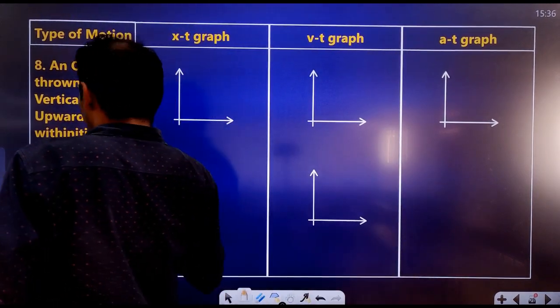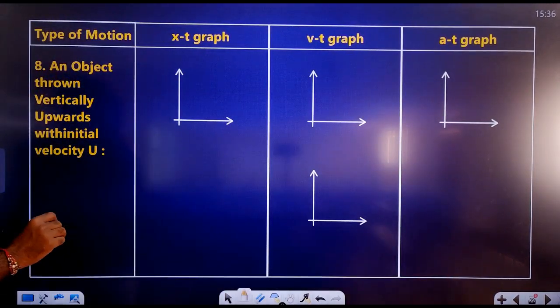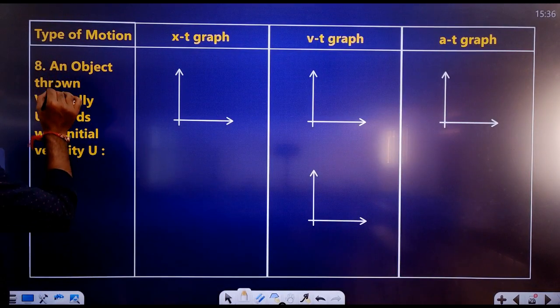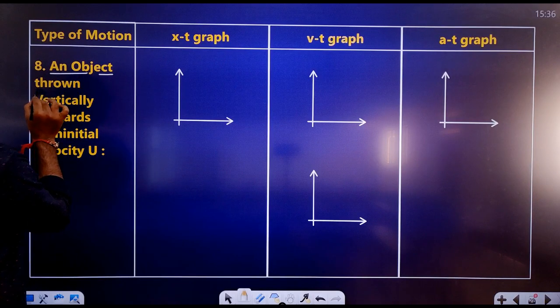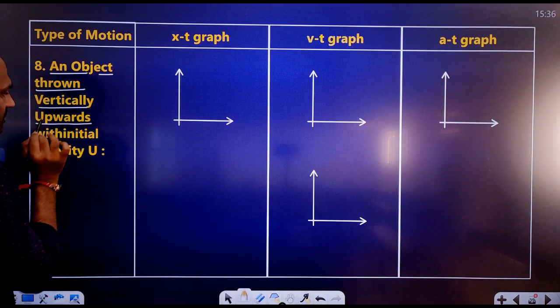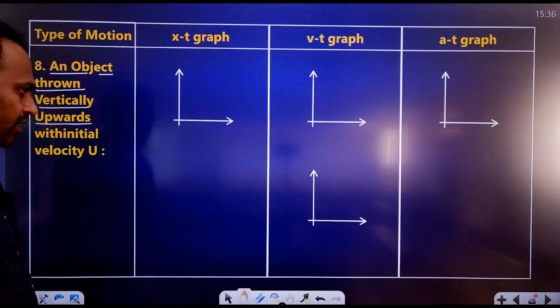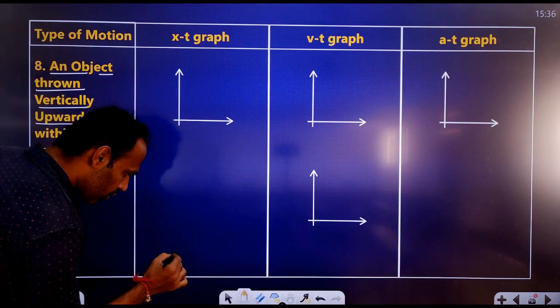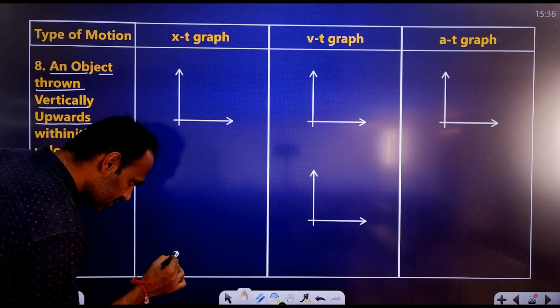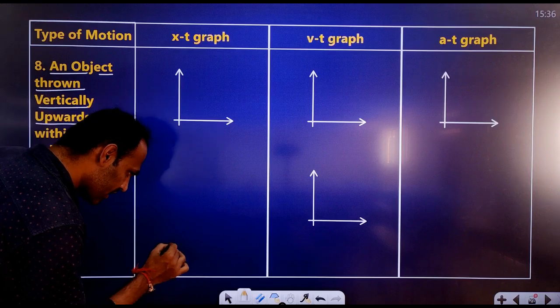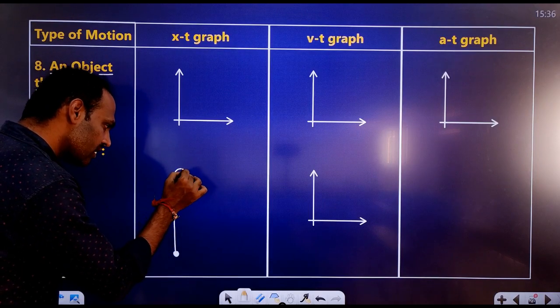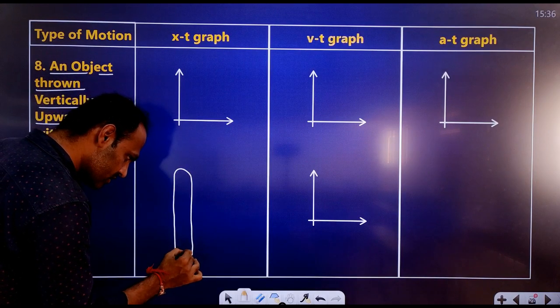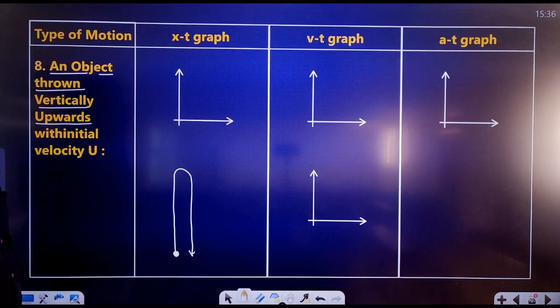Here we are going to draw the xt graph, vt graph and at graph for an object which is thrown vertically upwards. If you are throwing an object vertically upwards, it goes like this, it comes like this and it falls like this. This is the vertically upwards thrown body.